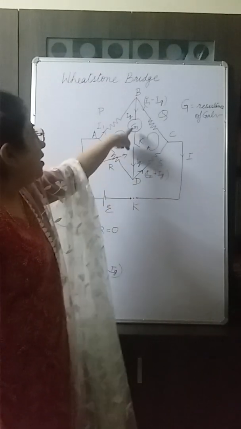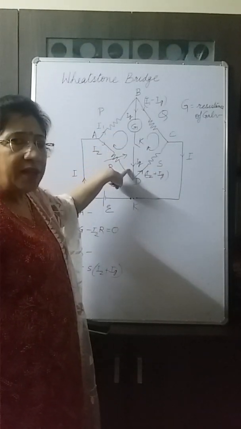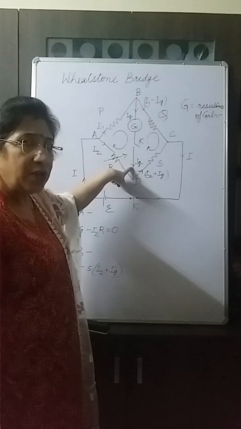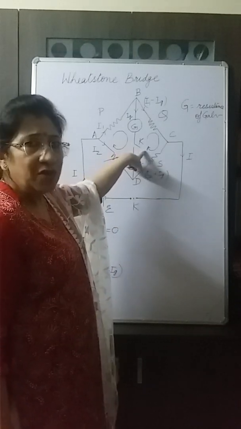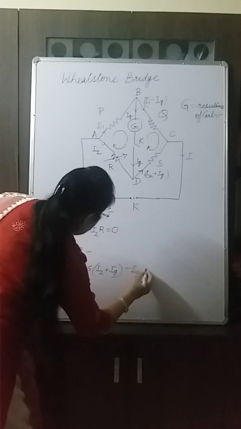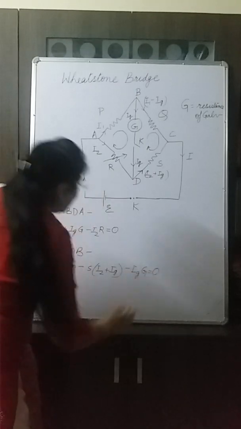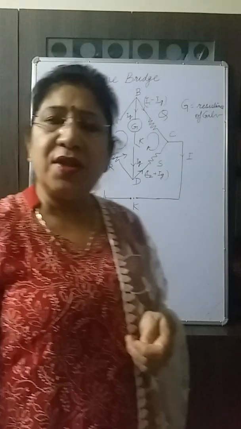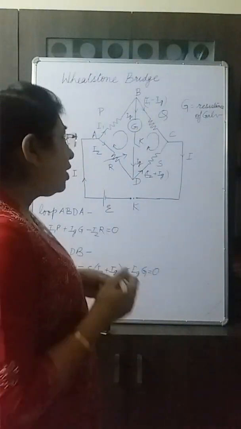and here again when the current is flowing in the galvanometer, it is opposite to the direction of our supposed direction. So minus Ig into G equals to 0. These are the two equations we have got. Now what is done here?